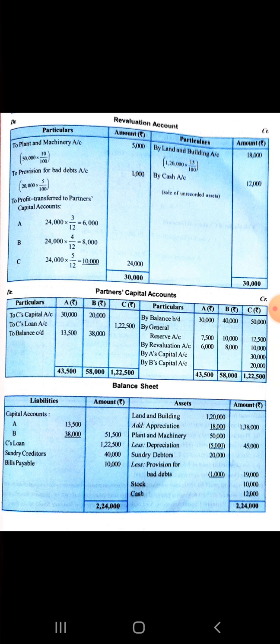Cash 12,000. That is the amount realized through the sale of unrecorded assets. Adjustment number 5. Unrecorded assets were to be sold for rupees 12,000. Since it is an unrecorded asset, it is credited to revaluation account as cash. Rupees 12,000 is the amount received through the sale of unrecorded assets. Next, balance sheet total 2,24,000.